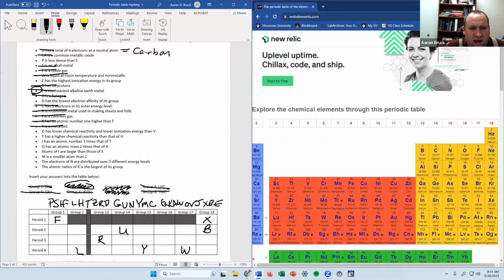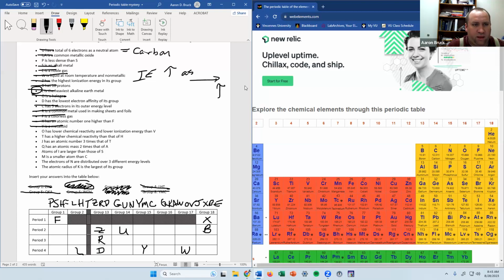Okay, Z has the highest ionization energy of its group. Okay, ionization energy is not something that we have talked about. It's the ability for an atom to have an electron taken from it. The easier it is, the less energy it's going to take. This is going to require the most energy. Now, the periodic trend here for ionization energy, as you go across the periodic table and up the periodic table, ionization energy increases. So if we've got the highest energy in the group, that means it's at the top of the group. And so that puts the Z right here and the D right there.